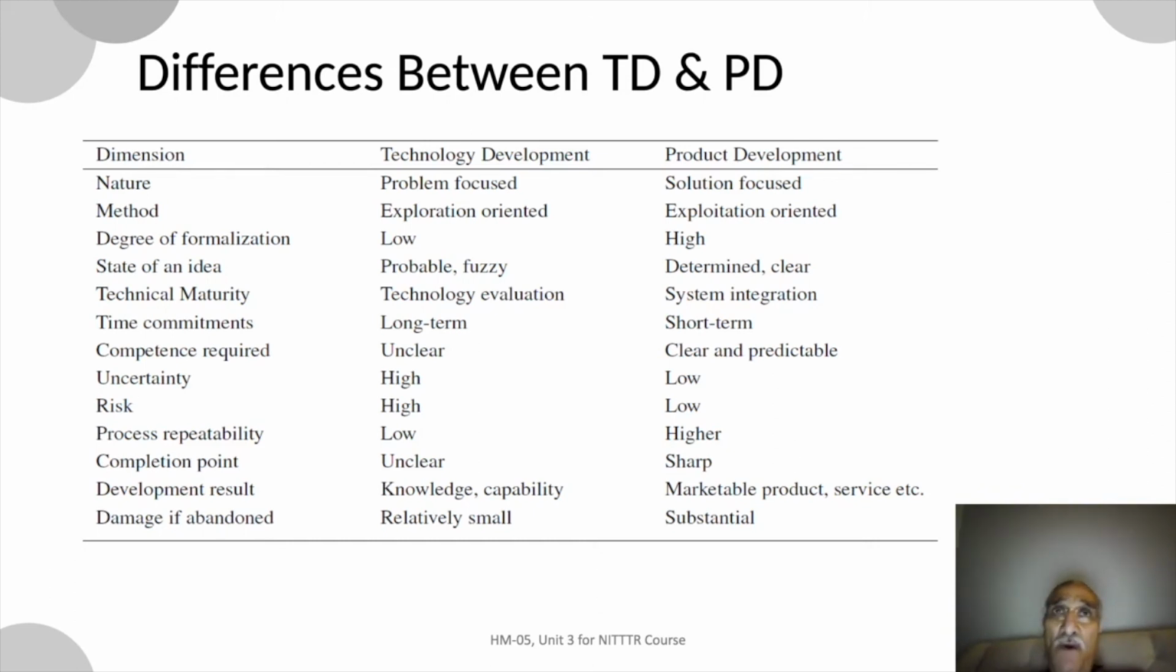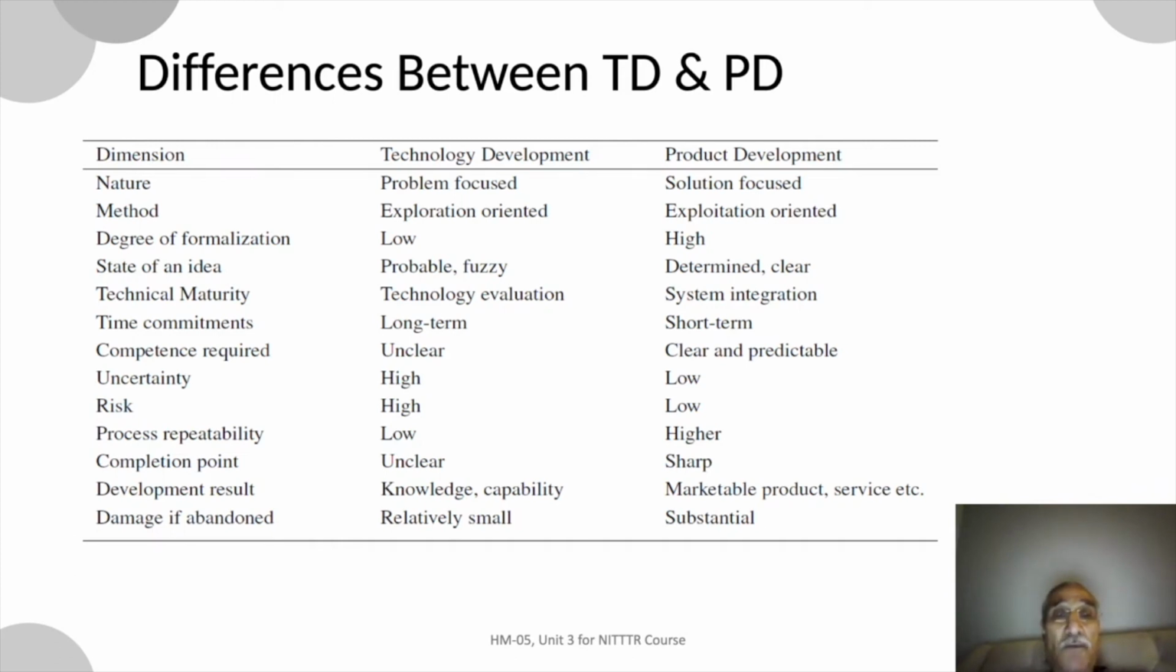While production is basically solution focused, we have a product and we want to create that product, we want to standardize that product so that there is no variation from one batch to another or one product to another, and at the same time we are able to meet the national and international standards by which we define that particular product. Basically, product development is solution focused, while technology development is problem focused.